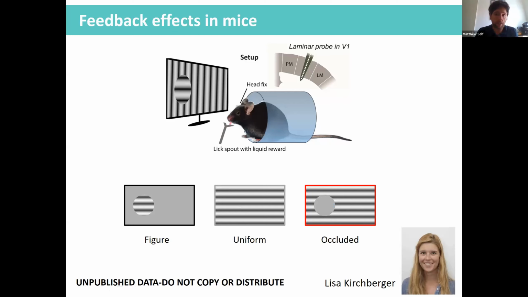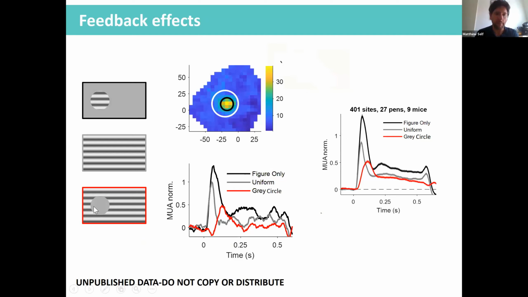So you could ask, do we actually see a response to this gray circle? Okay, so there's nothing happening in the receptive field, but we do see a response. Here we see a receptive field map from an example cell in V1 of a mouse. The black circle is the location of the receptive field, and the white circle is the size of one of these figures or gray circles. So you can see we have centered this circle nicely on the receptive field. The receptive field is entirely within the circle.